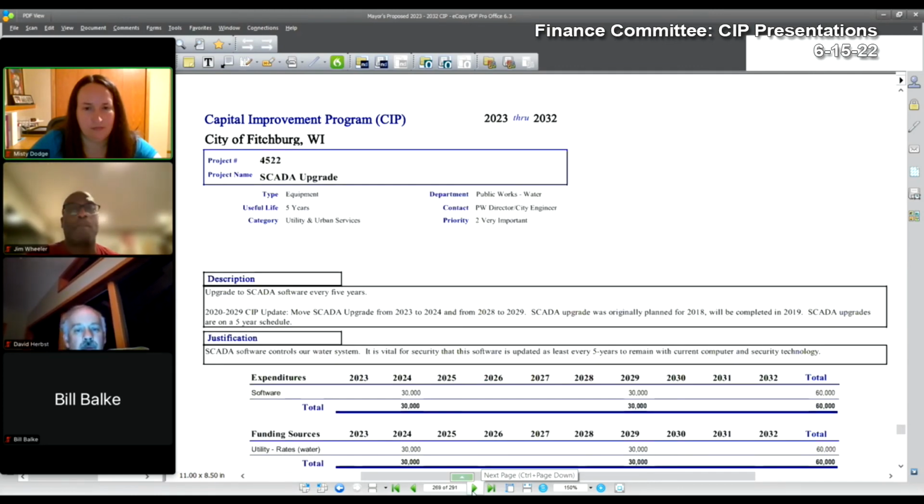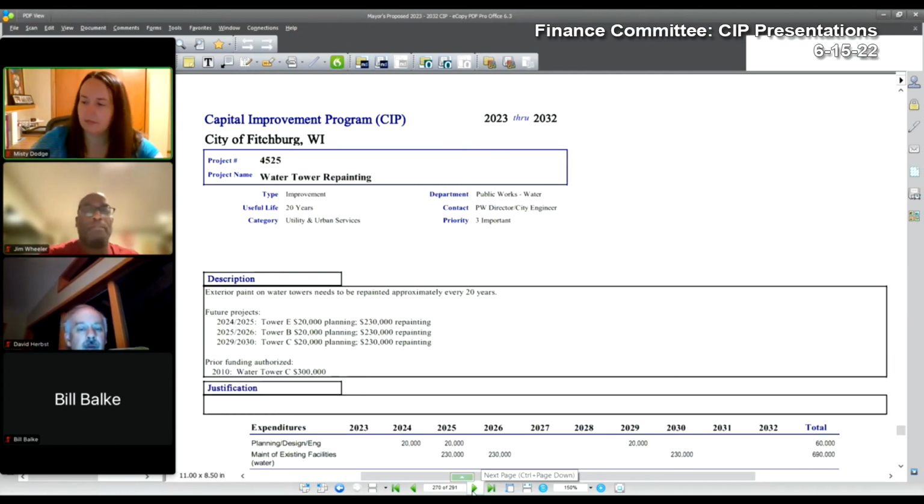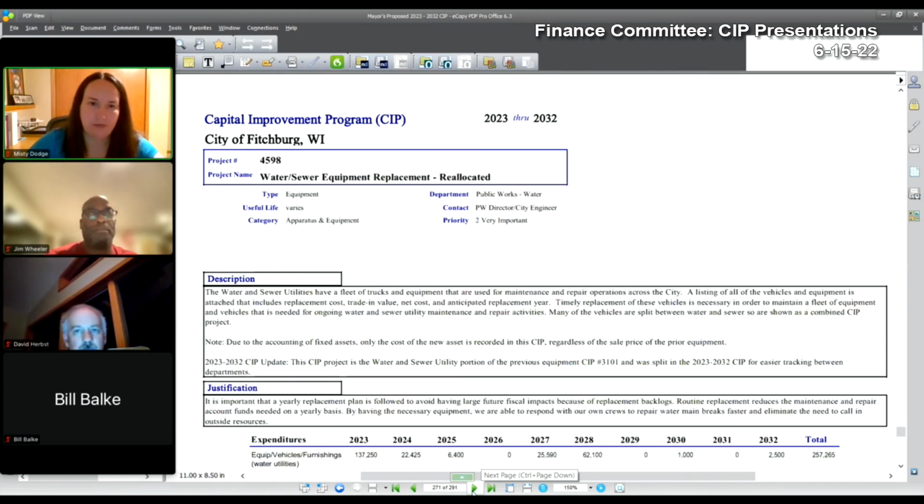4522, the SCADA upgrade. No revisions have been made to that. 4525, water tower repainting. No revisions. 4598, water, sewer, and equipment replacement. This is similar to the other accounts from being reallocated from 3101. This would have the sewer and water utility equipment costs for equipment in this particular account.